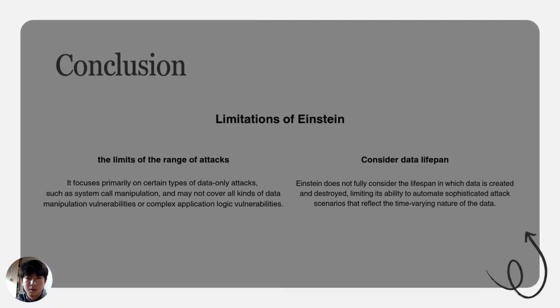Einstein has made great strides in data-only attack automation, but it also has some limitations. First, it is about the extent of the attack. It mainly focuses on system call manipulation, so it may not cover all kinds of complex data manipulation vulnerabilities. In addition, because the generation and destruction cycles of data are not fully considered, there is a limit to automating sophisticated attack scenarios that reflect time-varying data characteristics.